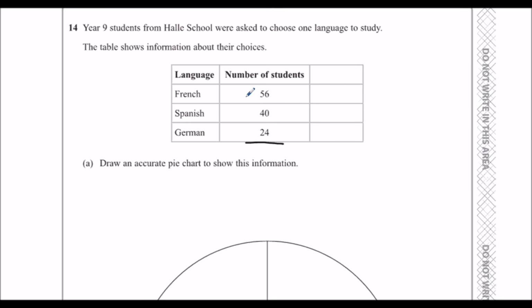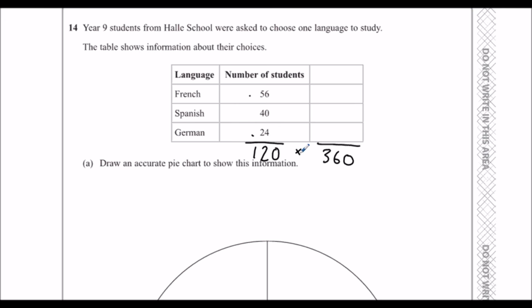So we need to know how many students there are. If we do 56 plus 24, that's 80. Plus 40 is 120. And to draw a pie chart, we need to make it out of 360, because there are 360 degrees in a circle. So how are we going to do that?